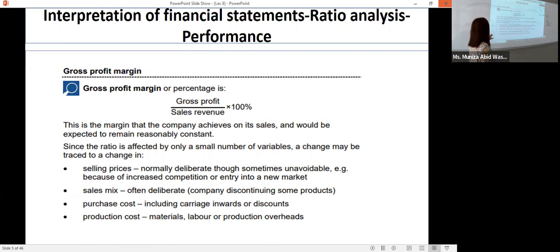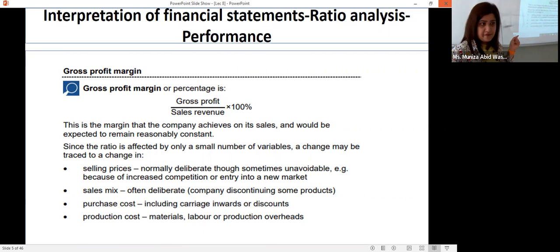Then the change in the gross profit margin could be because of the sales mix. And this is also a deliberate strategy by the organization. Say, for example, if the organization has 3 to 4 products in the market of its own, product A, B, C, and D, maybe the price of product A is deliberately made high so that the customers could be attracted towards the substitute product B.